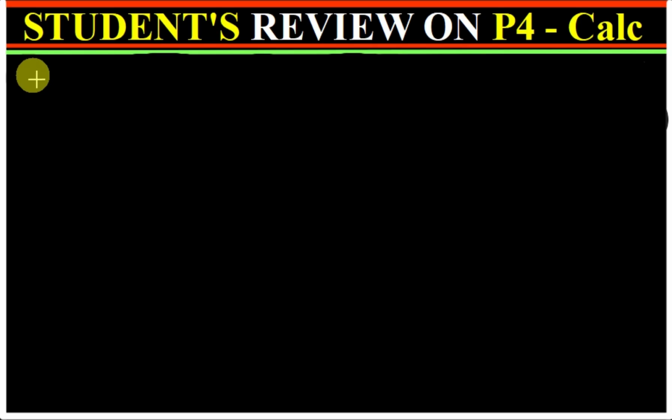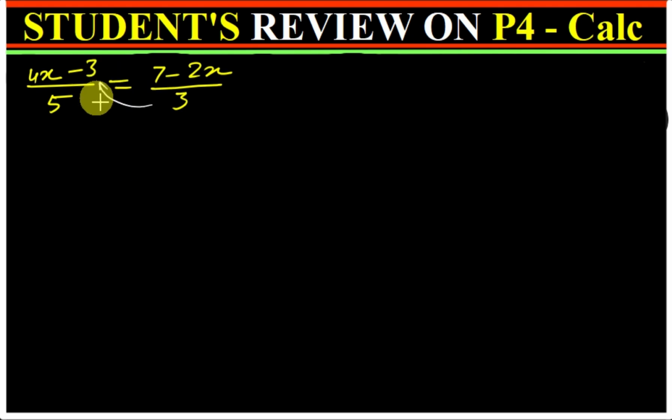Okay. Now another question was like (4x minus 3) upon 5 is equal to (7 minus 2x) upon 3. So this equation was given and it was asked to solve this equation and find the value of x. So what we can do here is cross multiply so that we can further simplify it. So we'll get 3 within bracket 4x minus 3 is equal to 5 within bracket 7 minus 2x.